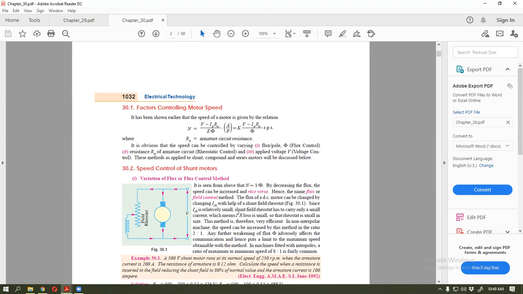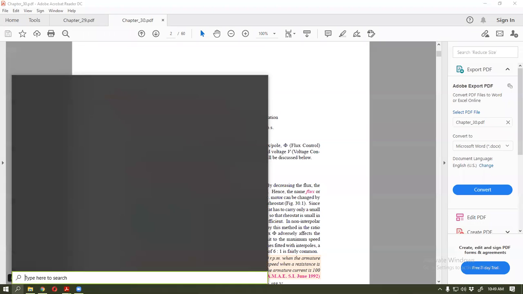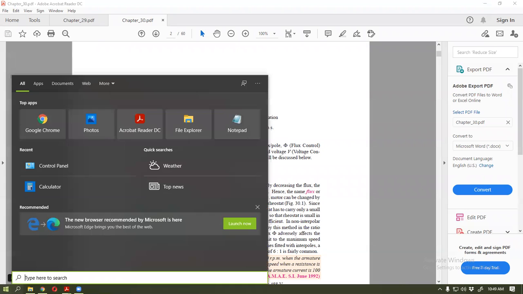So today our very important part is the starter. You know the starter? Starter means the starting element, the starting device.